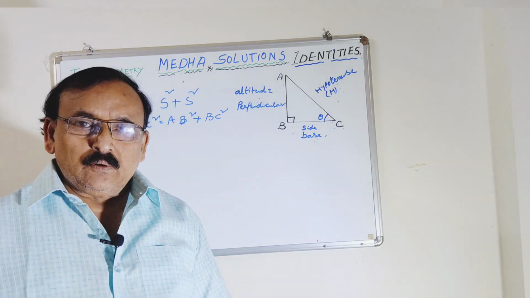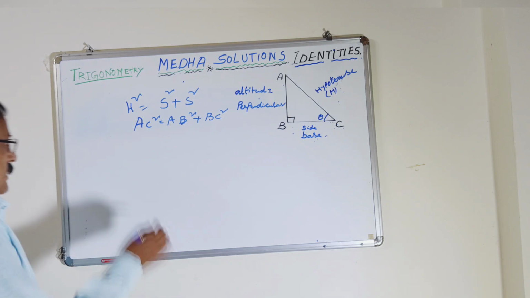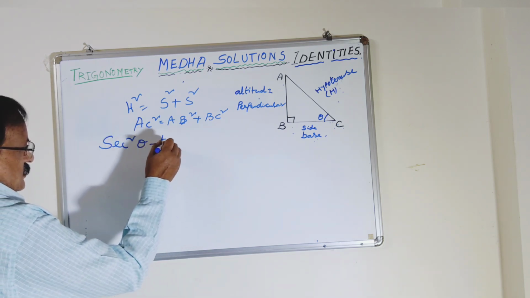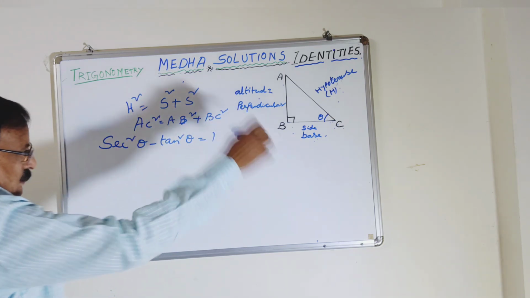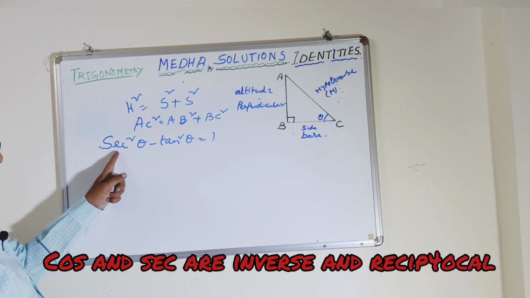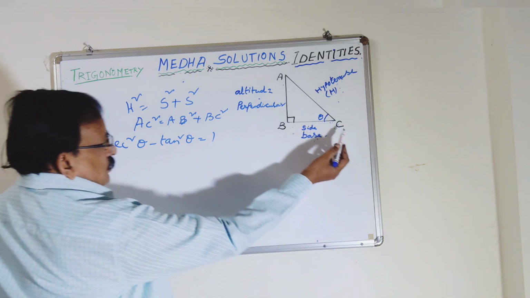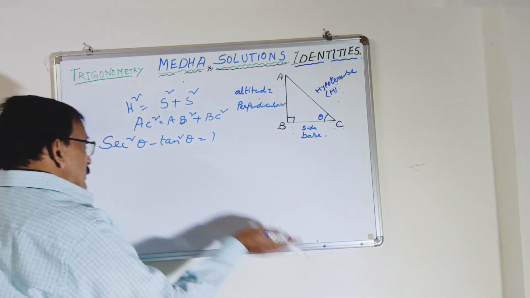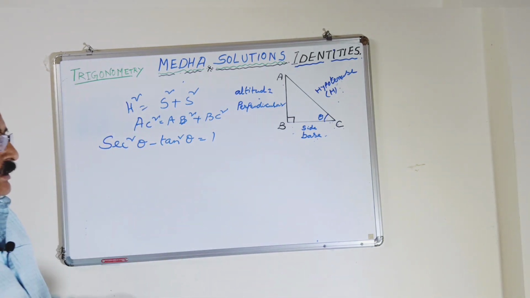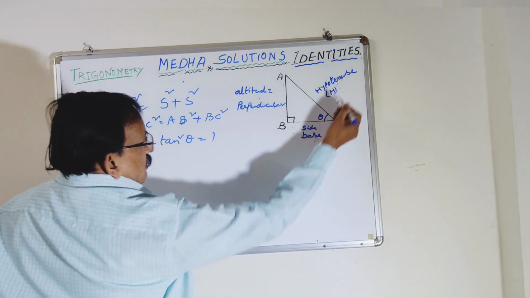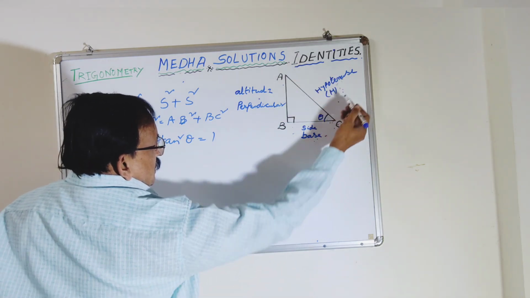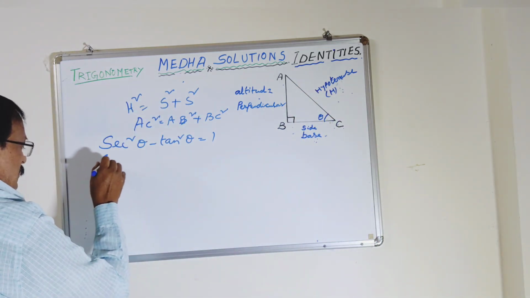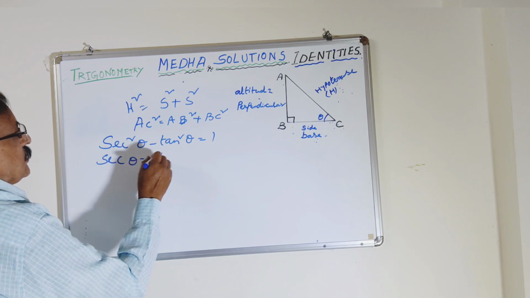Now we have to prove the second identity. What is the second identity? Sec square theta minus tan square theta is equal to 1. See, sec theta value. Sec theta and cos theta are inverse functions. We know cos theta is adjacent by hypotenuse. Now reverse it: sec theta is equal to hypotenuse by adjacent.